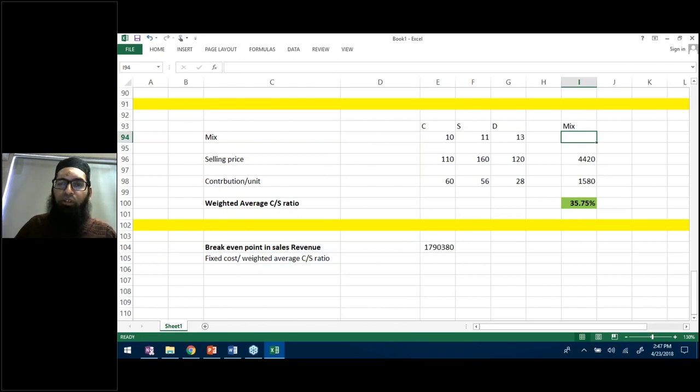Especially in this question, we can say that each packet will contain 10 units of C, 11 units of S, and 13 units of D. So its selling price will also be made of 10 units of C, 11 units of S, and 13 units of D. The same has been done for the contribution as well. So this will make us a single product, and now if we take the CS ratio of it, this will be known as the weighted average CS ratio.